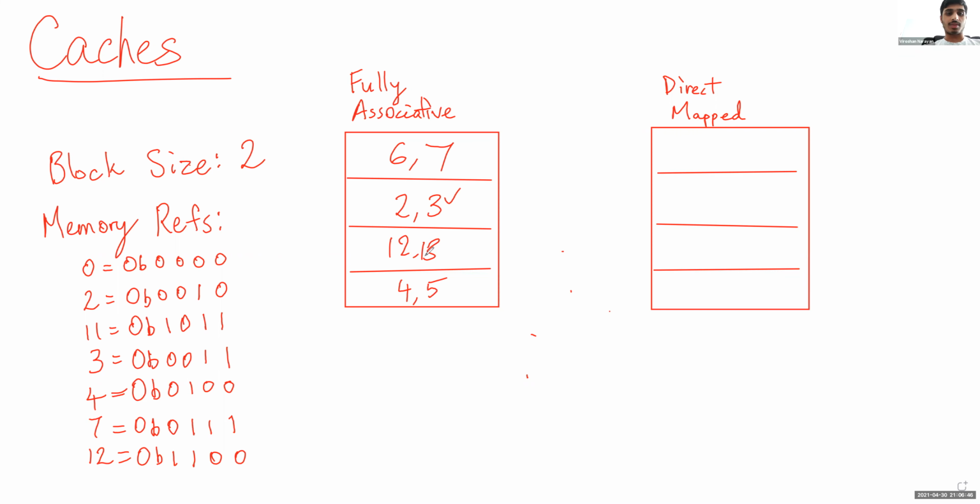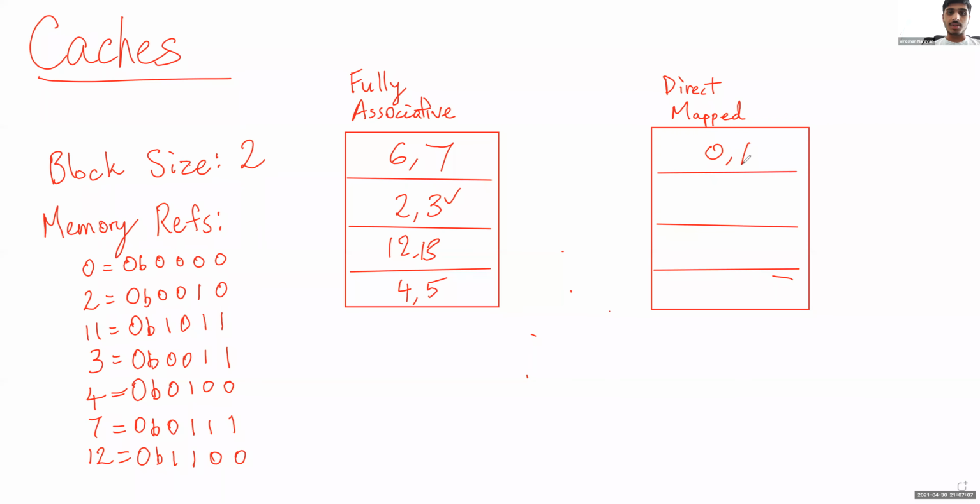So we'll start off similar to how we did for fully associative. We'll load in 0 and 1. So 0, 1. And then we have 4 entries here. The difference between fully associative and direct mapped is you can only load into one location. So how do we determine where we can load into?